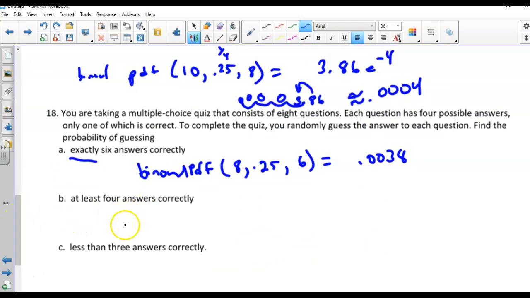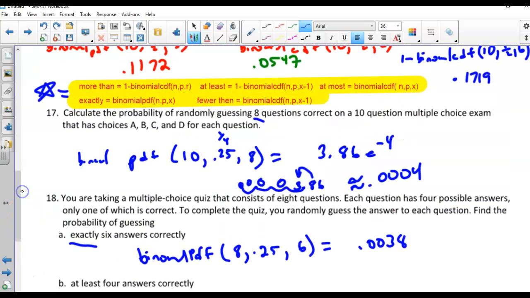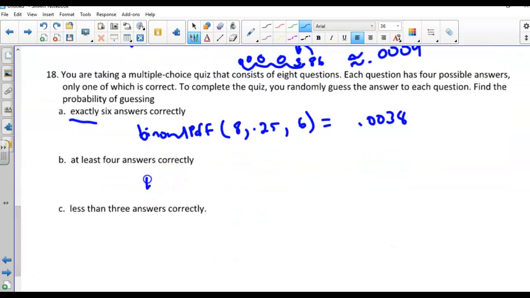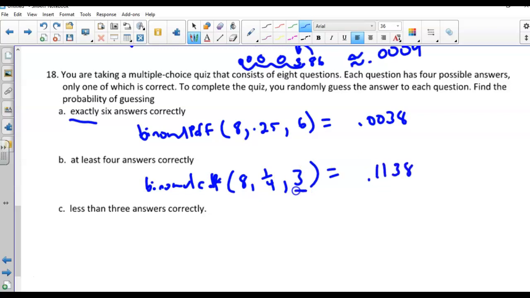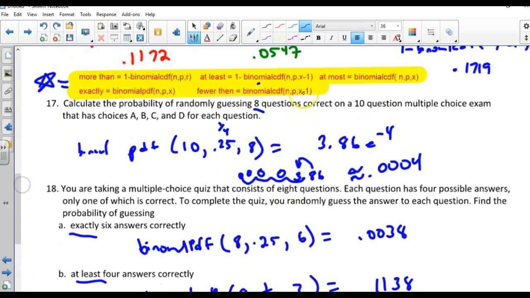So at least tells us, and again, I got your model right here, at least: 1 minus binomial CDF of n, p, x minus 1. Again, we're still at 1/4, but since it's at least 4, we're going to do x minus 1, which is 3. That gives us 0.1138. See that right there? They said 4. At least tells us minus 1 right here, x minus 1.